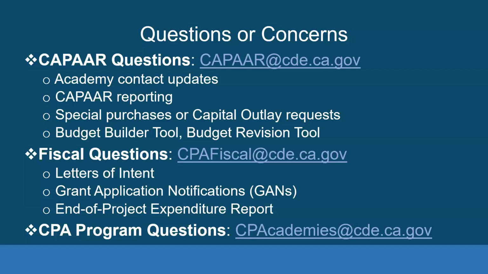capaar@cde.ca.gov. If you have fiscal related questions, maybe you're wondering about your letter of intent and would like a copy of it, maybe you have a question about the GANs, want to know the status of your GAN or the status of your payments, or maybe you have a question about the end of project expenditure report, these are great questions for our fiscal team, and they can be reached through cpafiscal@cde.ca.gov. And lastly, if you have programmatic questions, general questions about your academy or your industry sector, those can be sent to CPAAcademies@cde.ca.gov. If we get questions today that are not related to CAPAAR, it's unlikely that we'll read those out loud, but anything that is CAPAAR related, we'll do our best to address.